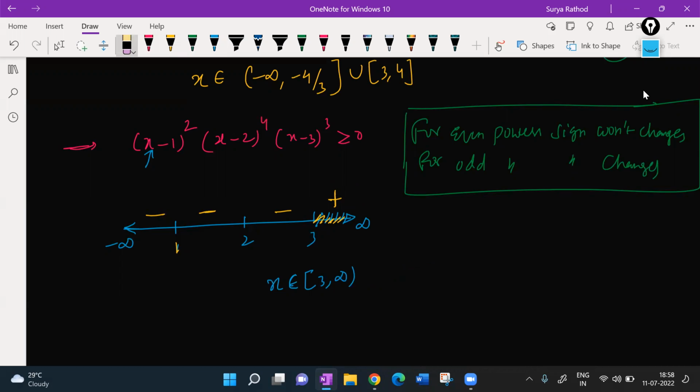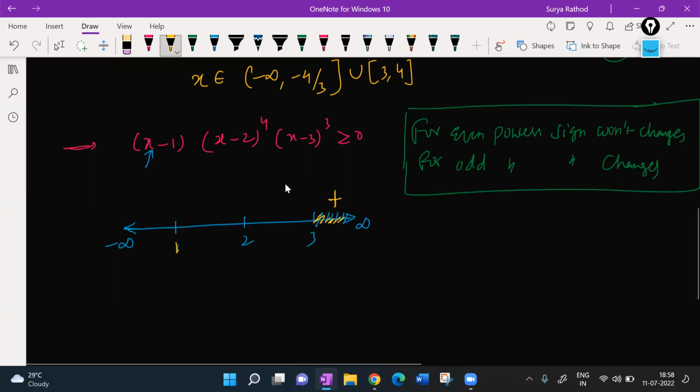I'll change the question now. Let me take an odd power here. Let me take x minus 1 only, simply. Then what happens? I started with plus. The sign changes. The power of 3 is what? Odd, so minus here. The power of 2 is even, so even means again it repeats the sign. The power of 1 is what here? Odd. Odd means the sign changes, plus.